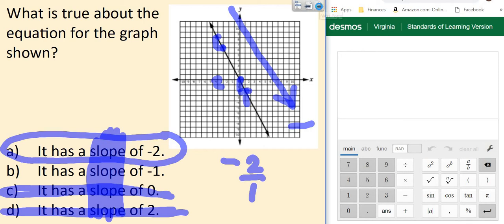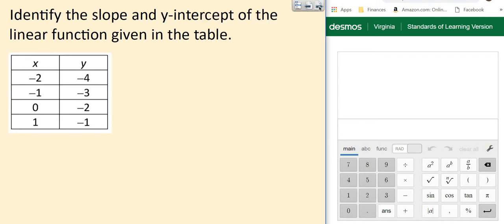All right, let's see what we have on the next slide. Okay, it says identify the slope and y-intercept of the linear function given the table.